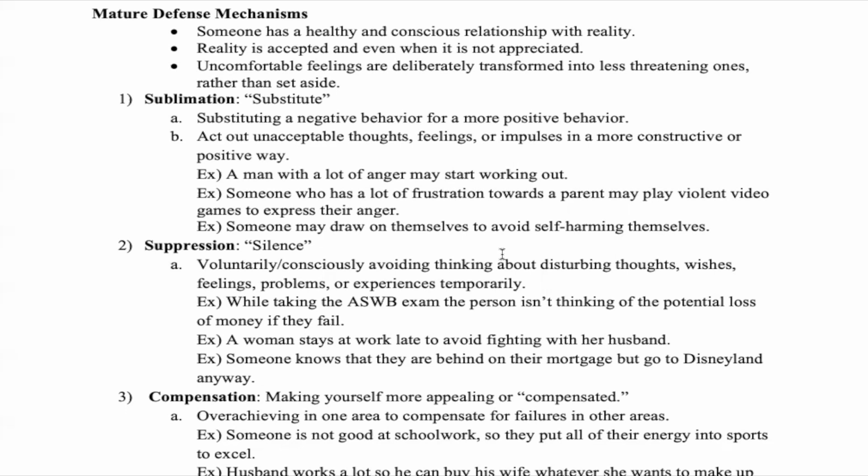So a couple of easy defense mechanisms are going to be similar to the ones that we've reviewed prior, and as we go over those, I'm going to be tying them back to the ones that we have already reviewed. The first one up to bat is going to be sublimation. Key emphasis on sub, because when you think of sub, think of substitute, because sublimation is substituting a negative behavior for a more positive behavior. If somebody's doing a negative behavior, sublimation is where they put a positive behavior in place of that negative behavior that they were doing.